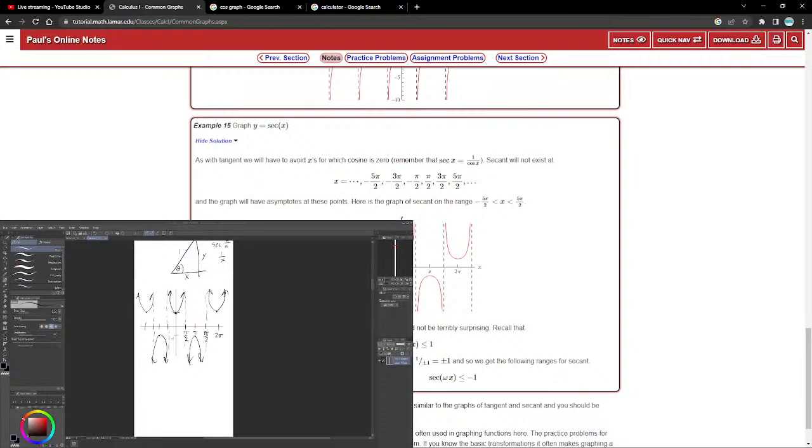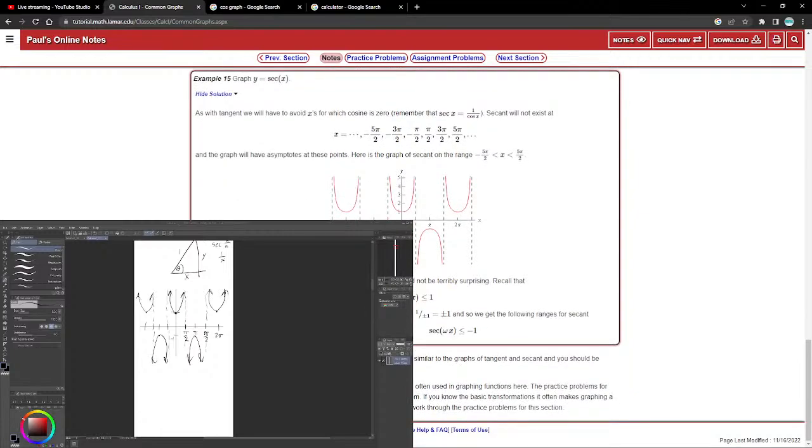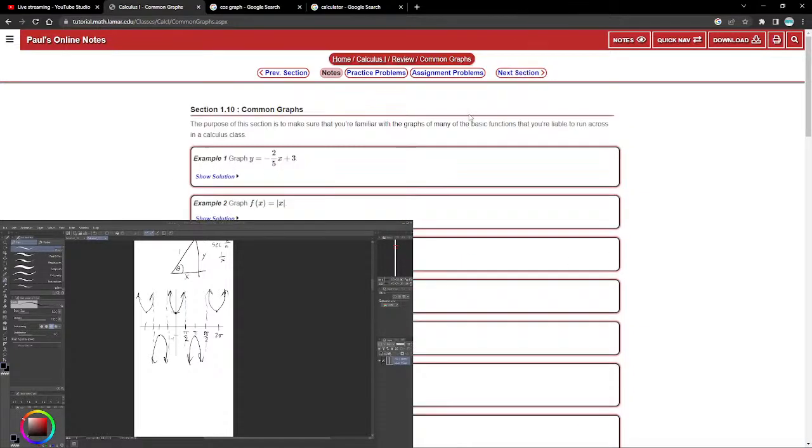Notice that the graph is always greater than 1 or less than negative 1. This should not be terribly surprising. Yeah, okay. Note that we did not graph cotangent or cosecant here. However, they are similar to the graphs of tangent and secant. You should be able to do quick sketches of them, given the work above, if needed. Finally, note that we did not cover any of the basic transformations that are often used in graphing functions here. The practice problems for this section have quite a few problems designed to help you remember them. If you know the basic transformations, it often makes graphing a much simpler process. So if you're not comfortable with them, you should work through the practice problems for this section. That's alright. We're good.